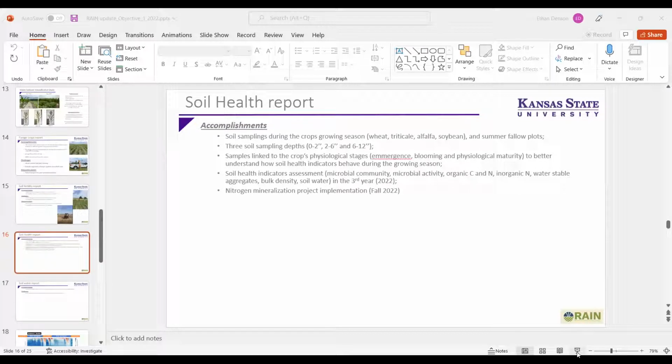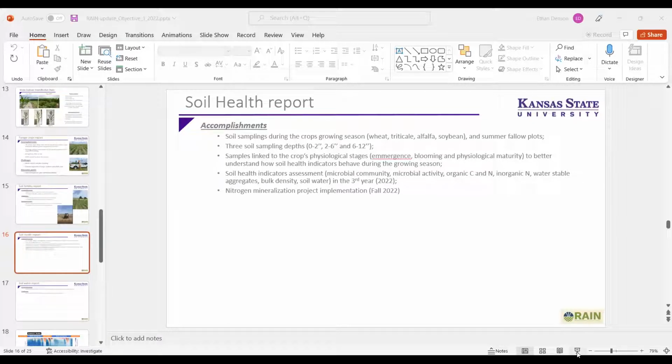Yes, Dr. Dorivar, we agree on that. It's very hard to collect soil this summer; it's very dry. For those who don't know me, my name is Cesar. I am a master's student under Dr. Chuck Rice. About the soil health report, I am taking soil samples during the growing season from the crop.